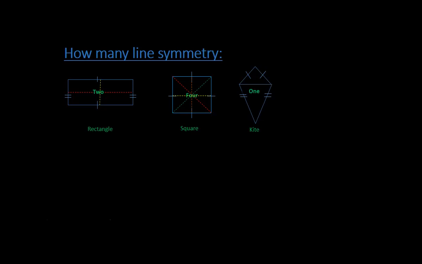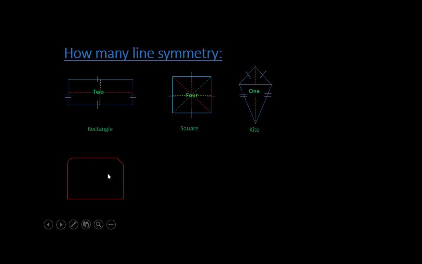It has only one, because we can just divide this into two parts. We have only one line. Let's see this one. So this is different from the previous one.